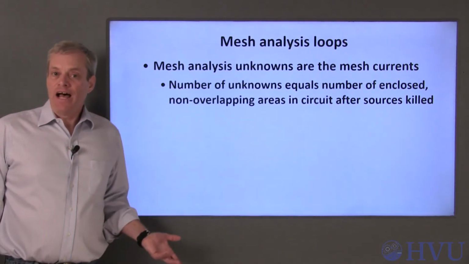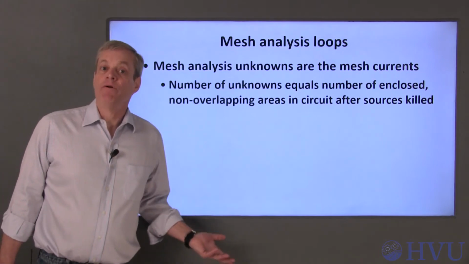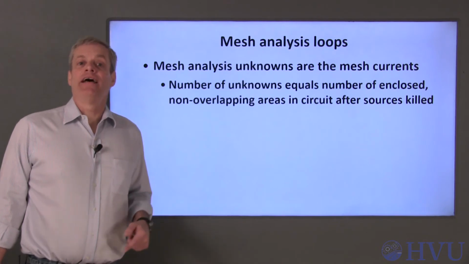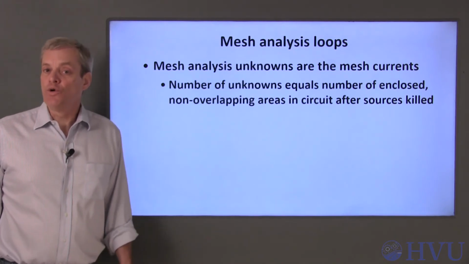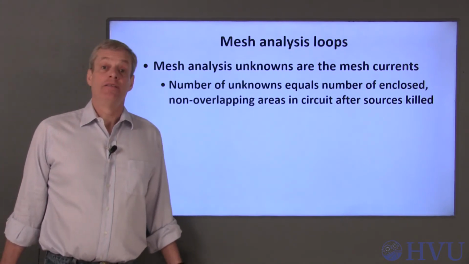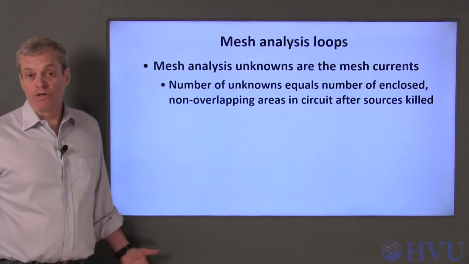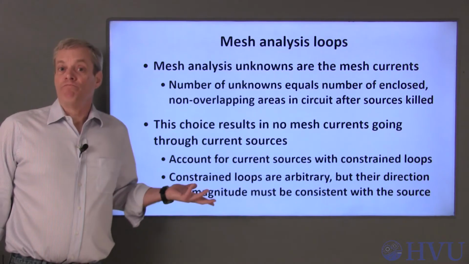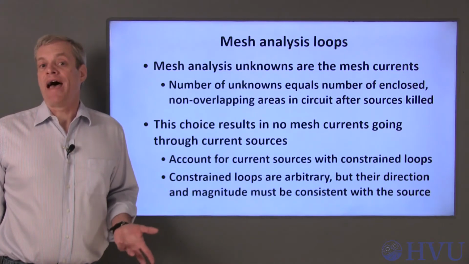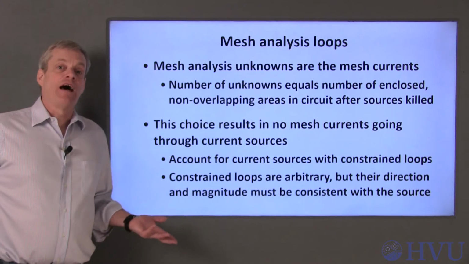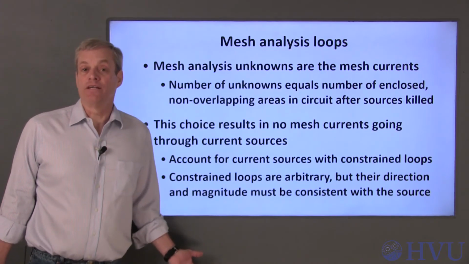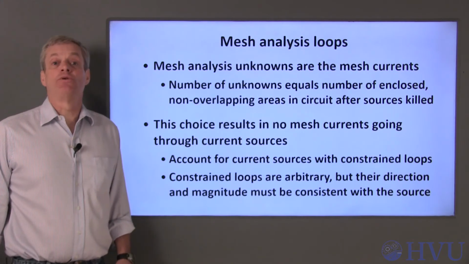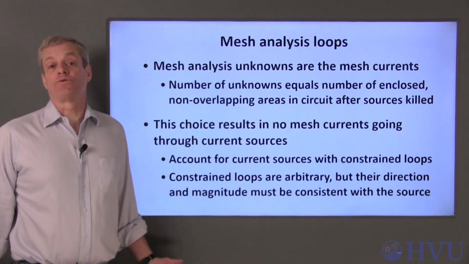The best way to define mesh currents is to kill the sources. Short the voltage sources and open circuit the current sources, and then identify any remaining enclosed non-overlapping areas. The mesh currents will go around the perimeters of these areas. Using this approach to define mesh currents means that none of your mesh currents will pass through current sources. To account for those currents, define constrained loops. The path of the constrained loops is arbitrary, but they must be set up to account for the currents through any current sources in the circuit.